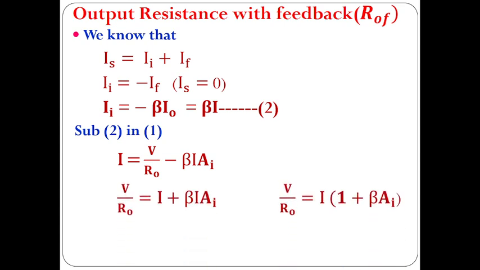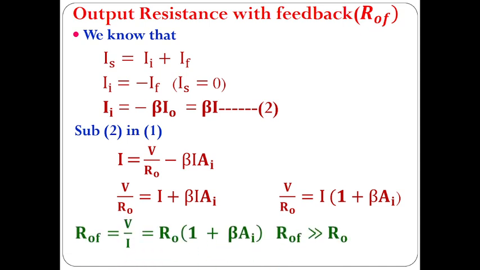Now group I on one side. So I'll get this expression. From this I'll take I common. So I'll get V by R naught is equal to I into 1 plus beta AI. So from this you write down what V by I is. So R naught F is equal to V by I equal to R naught into 1 plus beta AI.